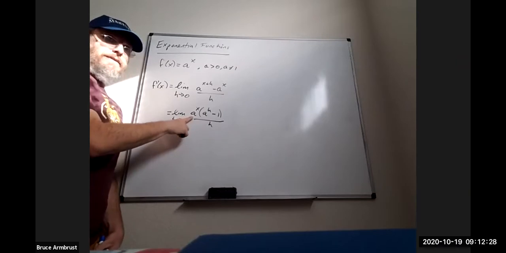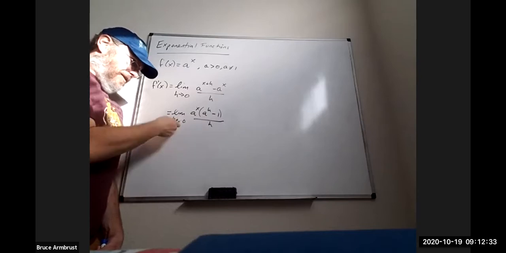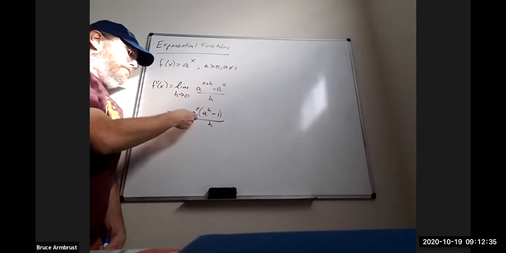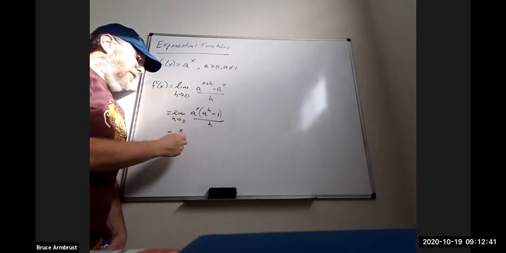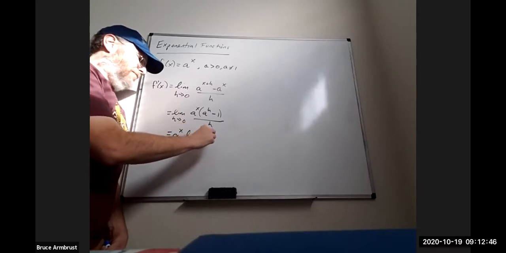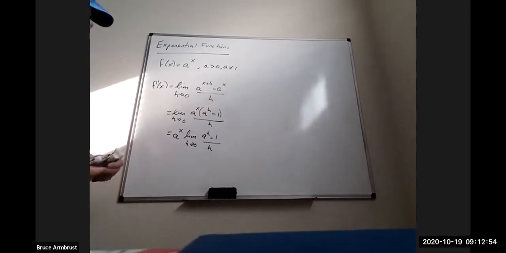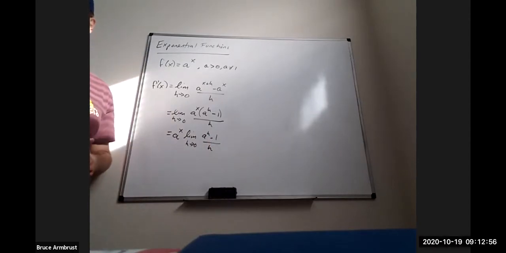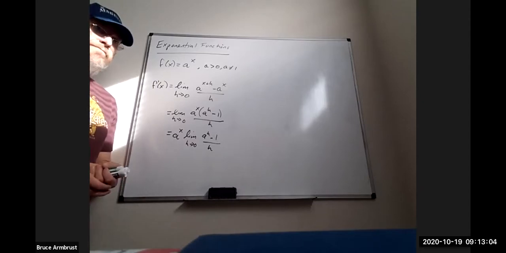So this a to the x, it actually doesn't affect this at all because the limit is only with h's. So I can even pull that out. And I'm left with a to the x times the limit as h goes to 0 of a to the h minus 1 over h. All right, so far so good?